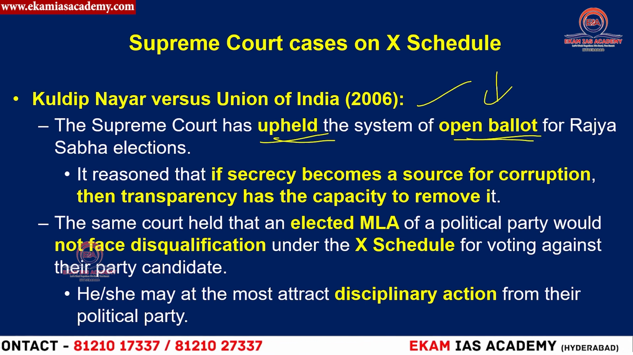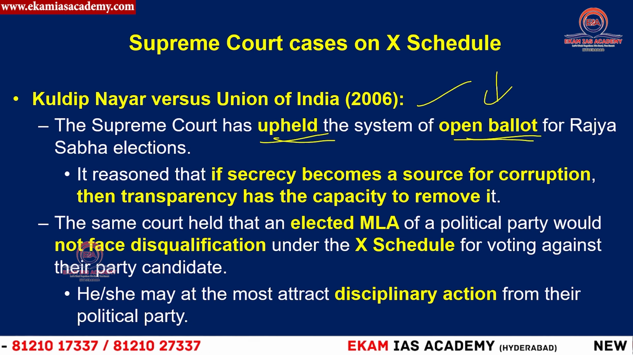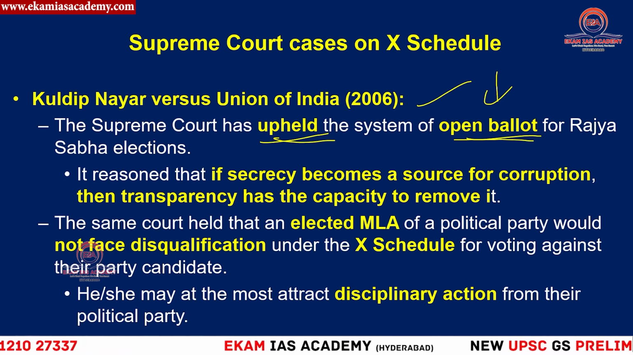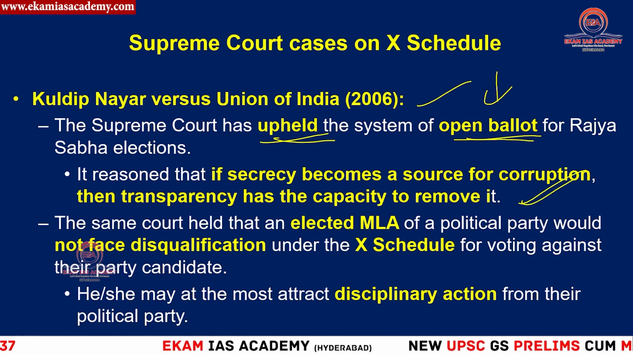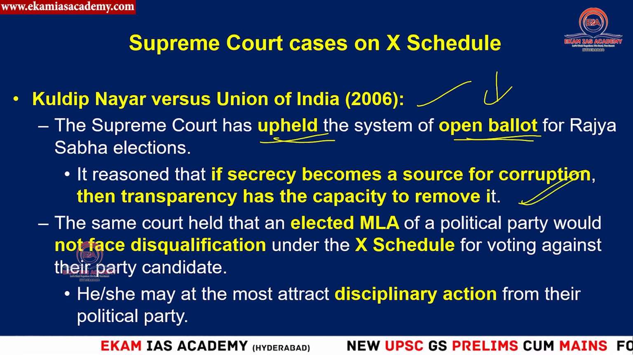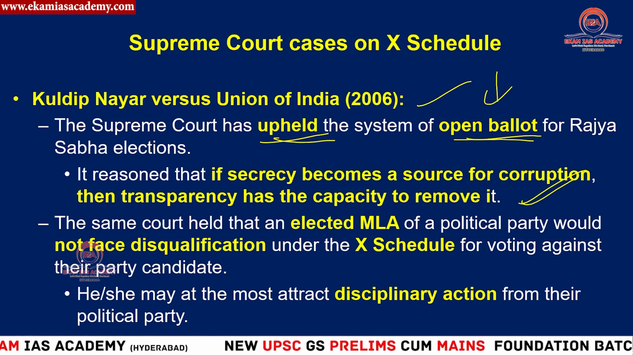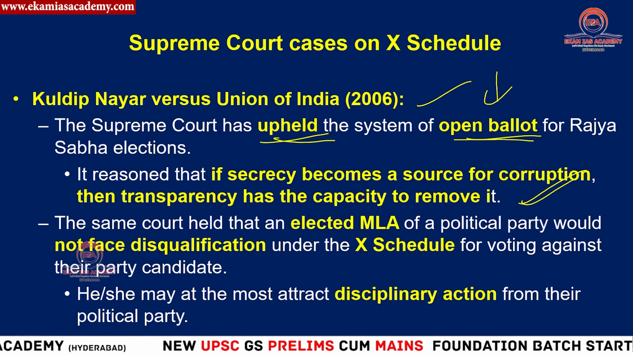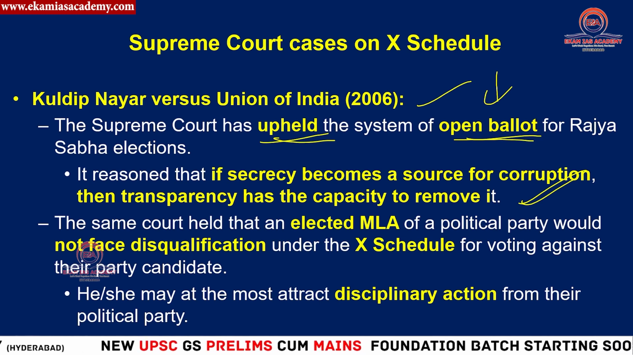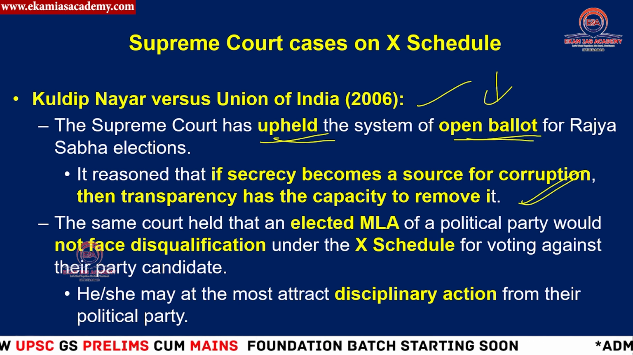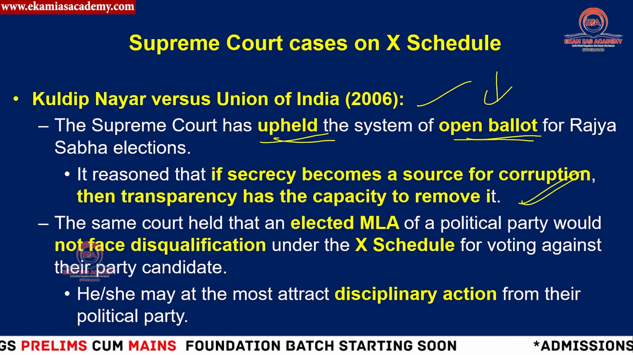Okay. So in this light, the Supreme Court has given a beautiful statement: if secrecy becomes a source for corruption, then transparency has the capacity to revert. So to ensure transparency in Rajya Sabha elections, they have introduced the concept of open ballot. Okay, in the name of secret ballot, if there is a source of corruption, then to ensure transparency, we need to bring such innovative things. That is why they have brought open ballot for Rajya Sabha elections.